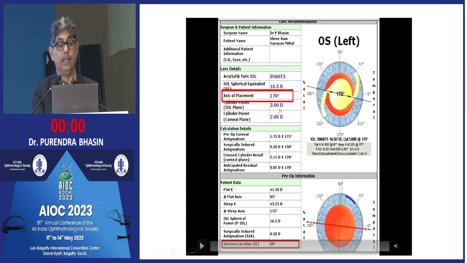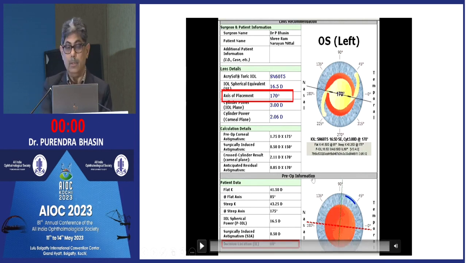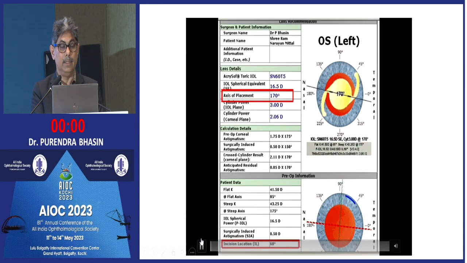Another case, which is a toric IOL: the axis of placement here is 170 degrees, and the cylindrical power is 3 diopters, and at the corneal plane it is 2 diopters, and the incision location is 60 degrees, as you can see in the bottom. So this is the surgery.